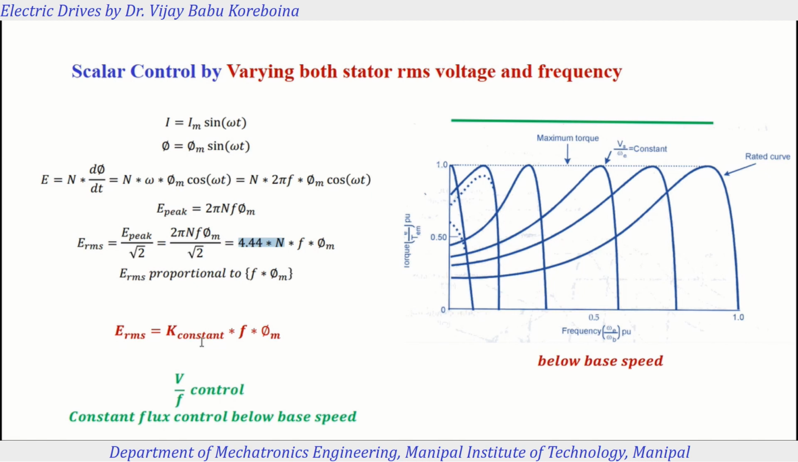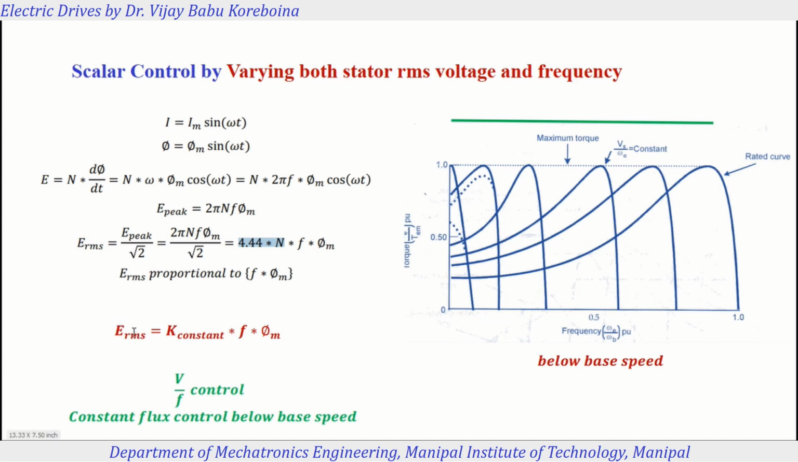And what did we observe at the beginning of the lecture? Below the rated speed, flux has to be maintained constant. Again, I will repeat: below the rated speed, flux has to be maintained constant. So from this equation, what we can see is E RMS, f and phi m. As I increase my speed, that means increasing f, and below the rated speed we need to maintain flux as a constant. So if I keep increasing f, E also should be increased.